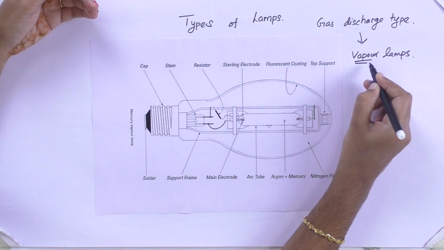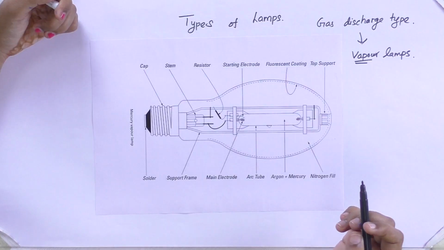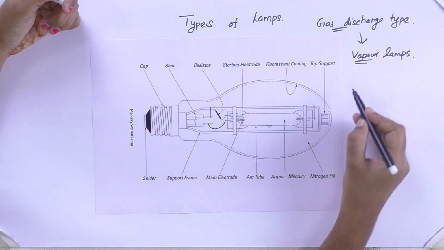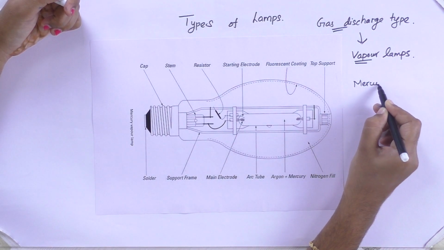For gaseous discharge, by supplying electrical energy, the gas inside the lamp will get ionized and that will emit light energy. That type of lamp is called a gas discharge type of lamp. The best example is the mercury vapor lamp.